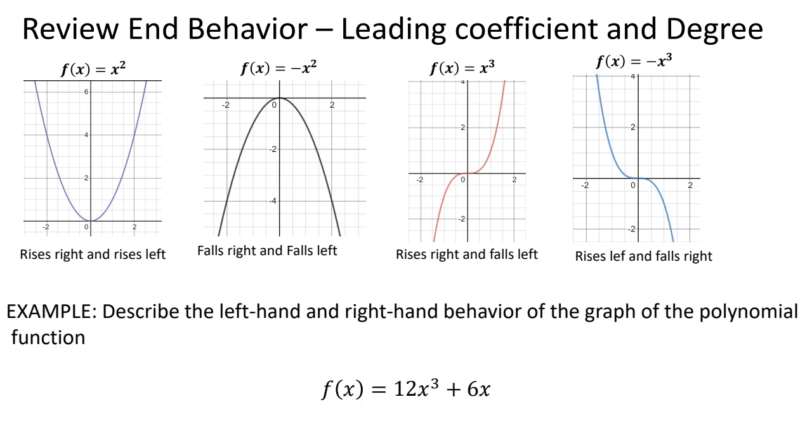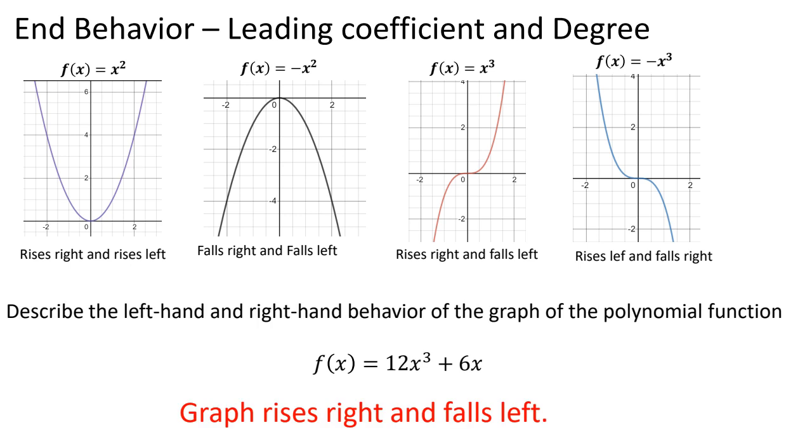I like to use these 4 graphs. If you remember these 4 graphs, then you can always remember the end behavior. So here it says to determine the left-hand and right-hand behavior of the graph. So to determine the behavior, we're looking at the degree of the polynomial and the coefficient. If the degree is odd, then it's going to behave like one of these 2 graphs here with the odd power. If the leading coefficient is positive, then it's going to have the same behavior as f of x equals x cubed. So our answer for this would be that the graph rises to the right and it falls to the left.